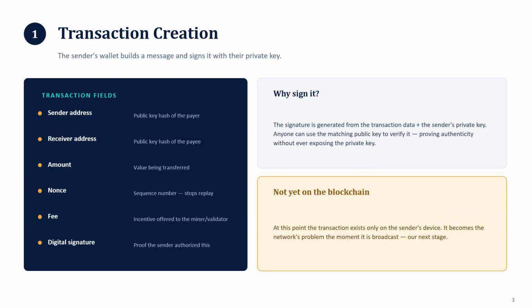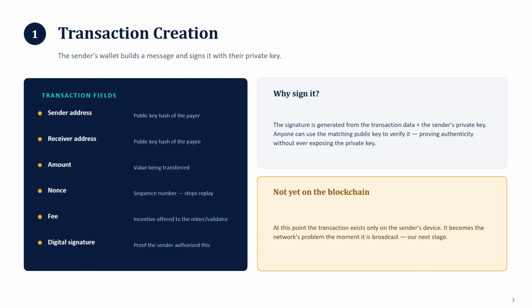Next, we are going to see about how to create a transaction. Everything starts inside a wallet app, not on the network. The wallet assembles a message with its fields: sender, receiver, amount, and nonce. That's just a sequence number that stops the same transaction being replayed twice. A key, and finally a digital signature.